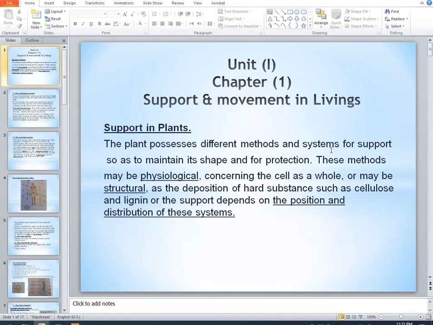We'll explain lesson 1 from unit 1, support and movement in living organisms. First, we'll talk about support in plants. As we know, the plant possesses different methods and systems for support, so as to maintain its shape and for protection. This method may be physiological, concerning the cell as a whole, or may be structural, such as the deposition of hard substances such as cellulose and lignin, or the support may depend on the position and the distribution of the system.